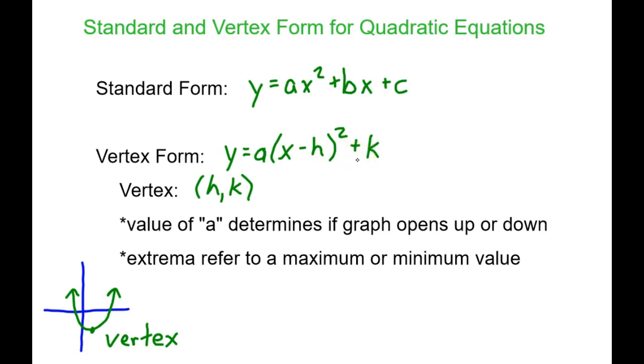When it's in vertex form, we can quickly identify what the vertex of this graph would be. And it's going to be the ordered pair (h, k). So our x value of the vertex, if we were looking for that coordinate on the coordinate plane, would be our h value, and then the y value would be the value of k in our basic equation. The vertex, if we're talking about the graph of a quadratic, which is a parabola, is either going to be the lowest point or the highest point on that graph.